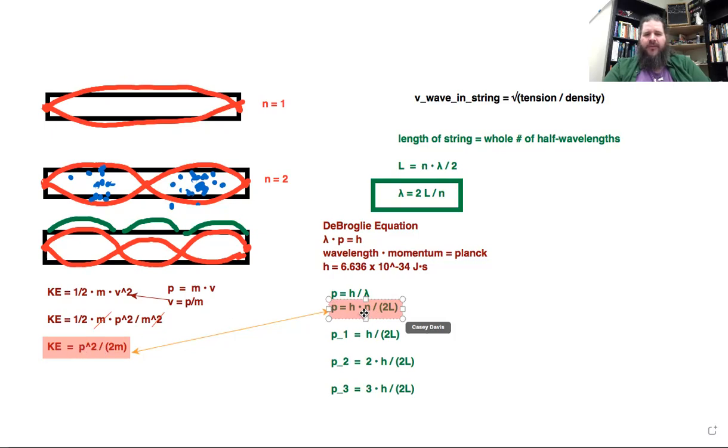Of course, we're going to have to square it. So this whole thing gets squared: h squared, n squared, 2 squared, and L squared. Putting those together, we get kinetic energy equals h squared times n squared divided by 2 squared L squared, so that's 4L squared. And then we're also dividing by 2m, so we get a times 2m in the denominator also.